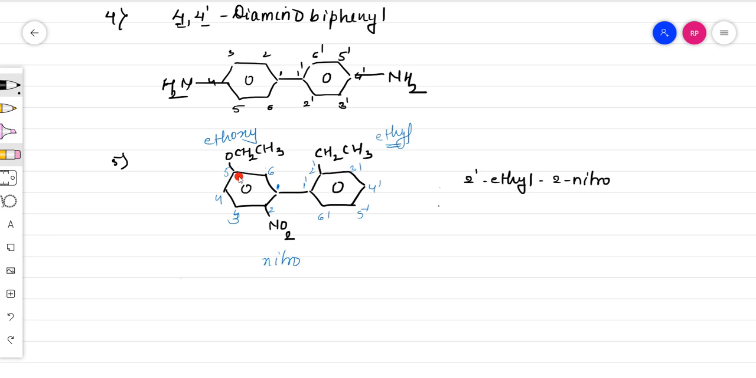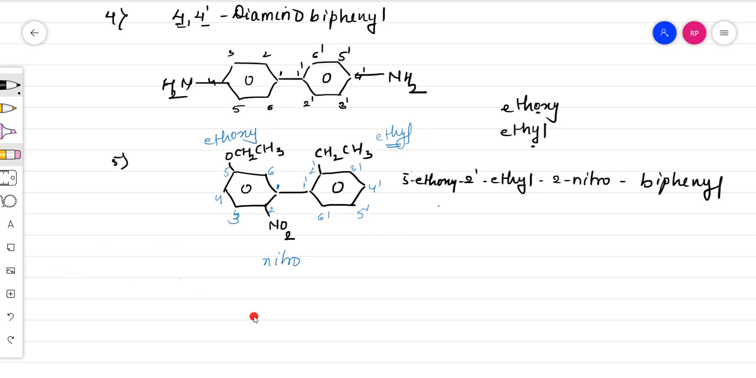Now, if you follow the alphabetical order, you'll get ethoxy, no? Ethoxy and ethyl. So follow the alphabetical order. This is O and Y. So this will come first. So what is the position of ethoxy over here? 5. Okay, biphenyl.